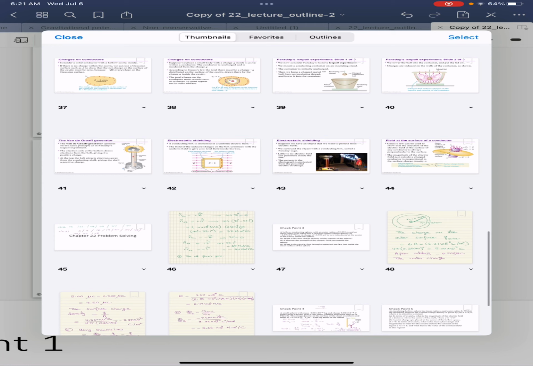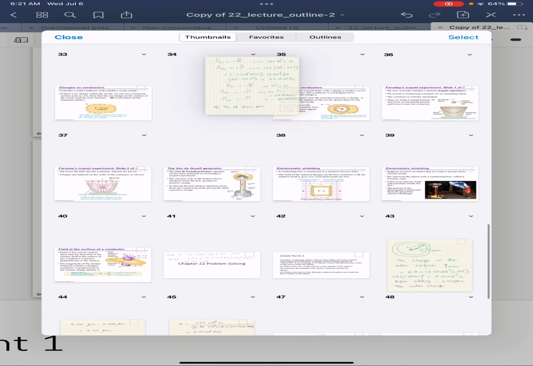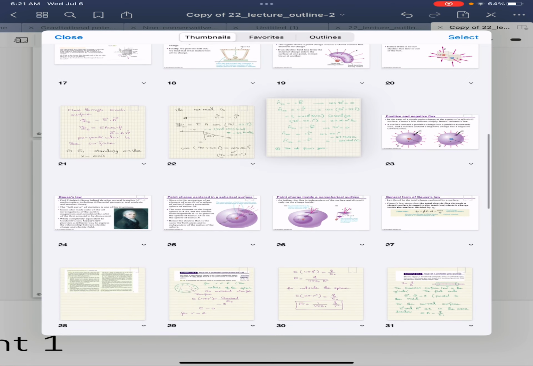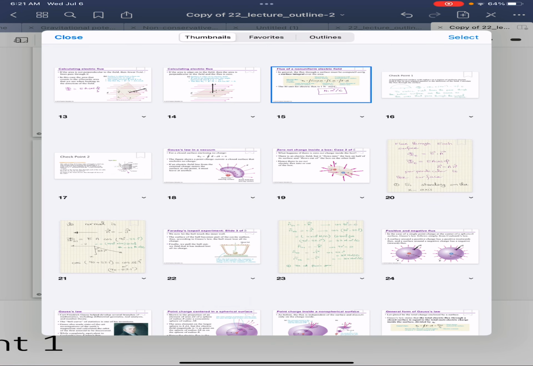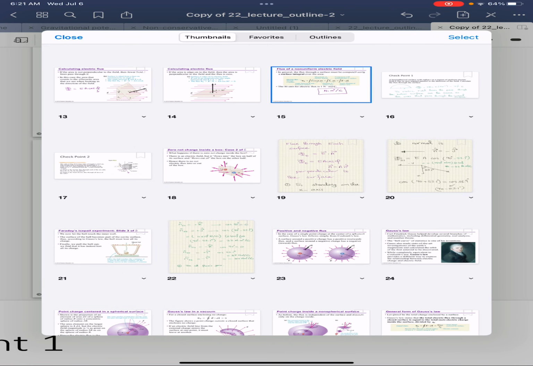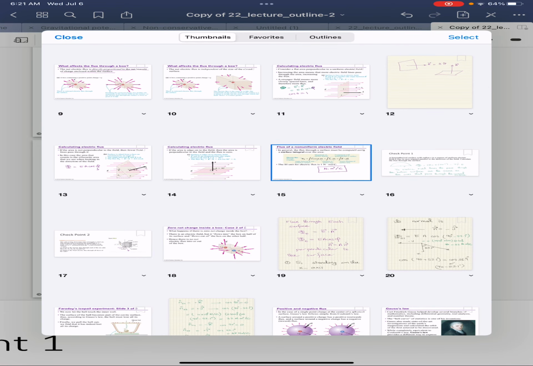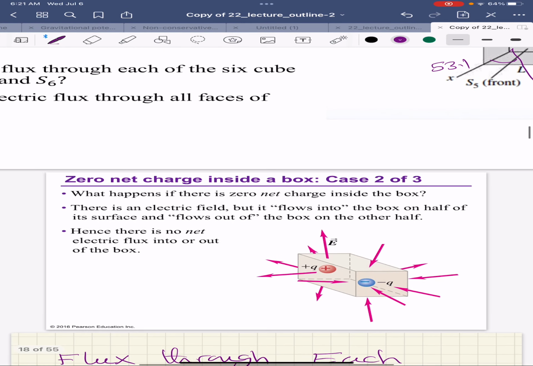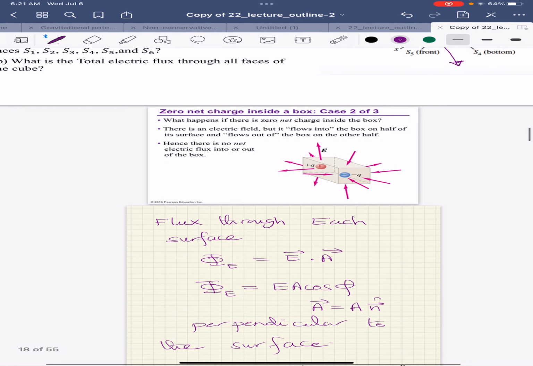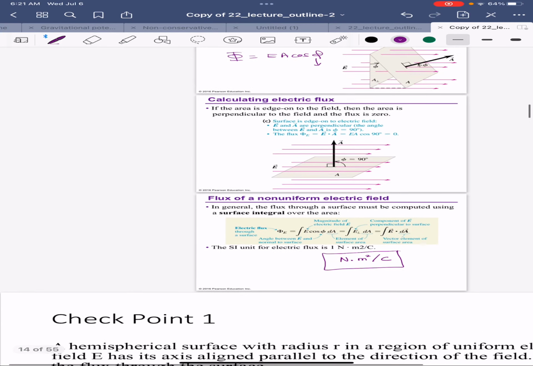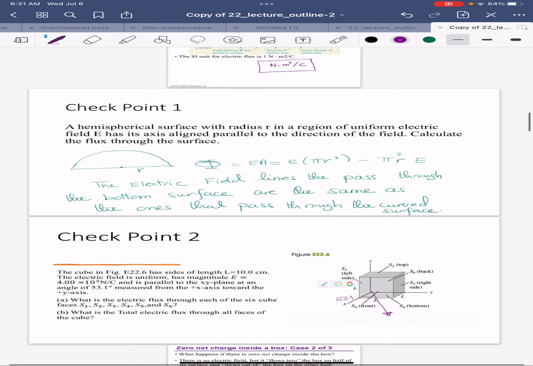Finally, this is the last one. All right, and let's see here what I did. Of course, I made a mess. Anyway, okay. Let me do one of the problems here.